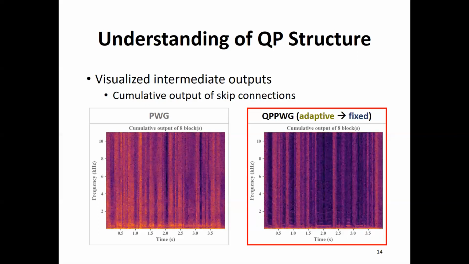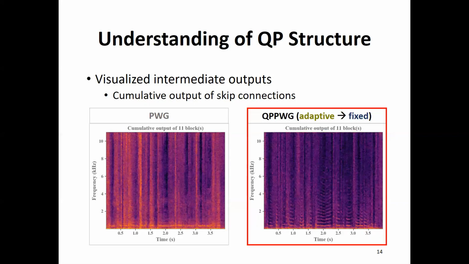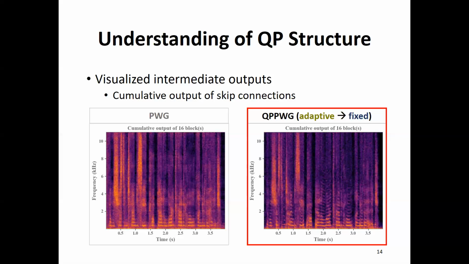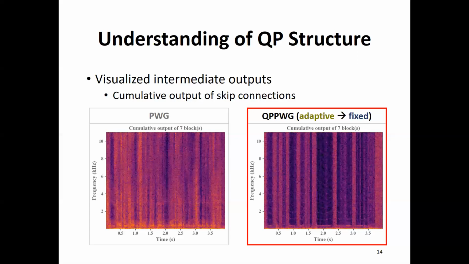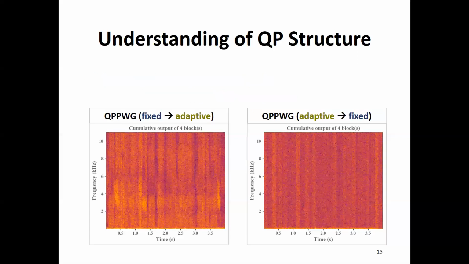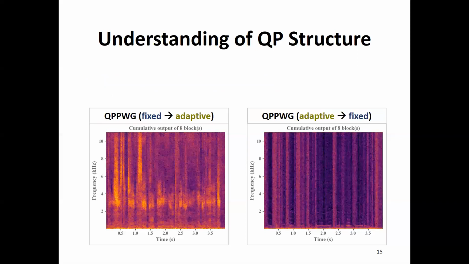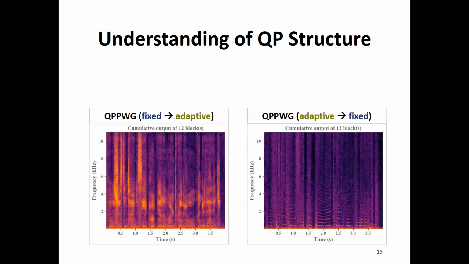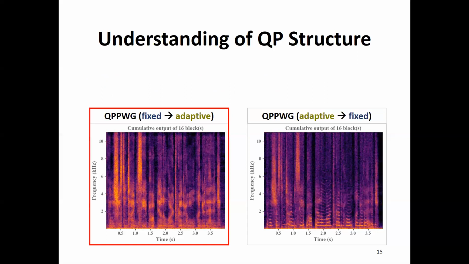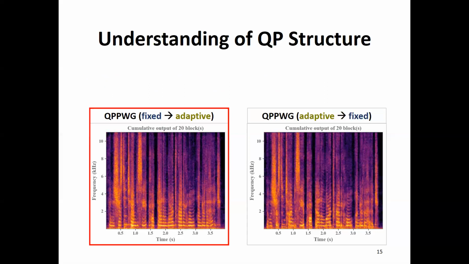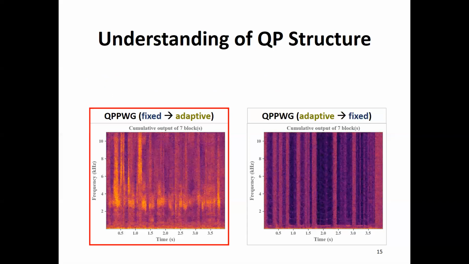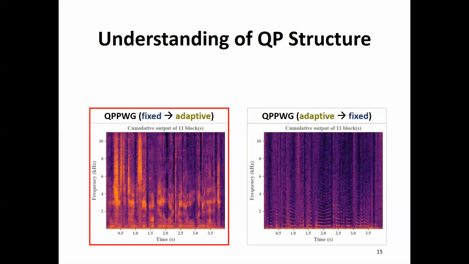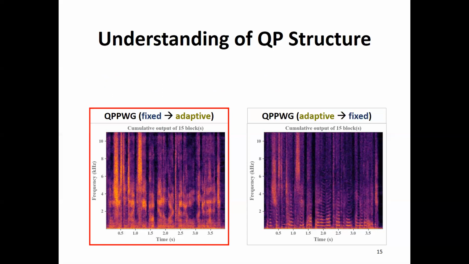Likely the first 10 adaptive blocks focus on modeling pitch-related components, and the last 10 fixed blocks focus on modeling spectral-related components. In contrast to the QPPWG model with an adaptive to fixed order, the QPPWG model with a reverse order, fixed to adaptive order, first focuses on the non-harmonic component and then generates the harmonic component.